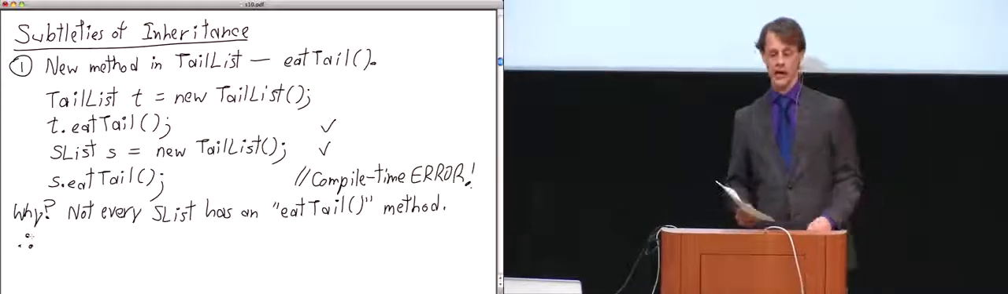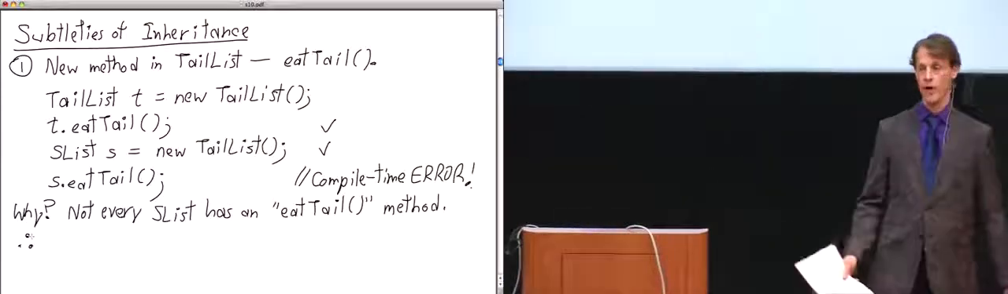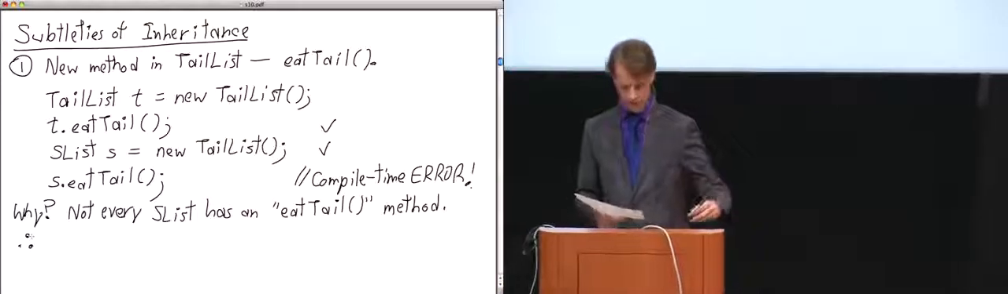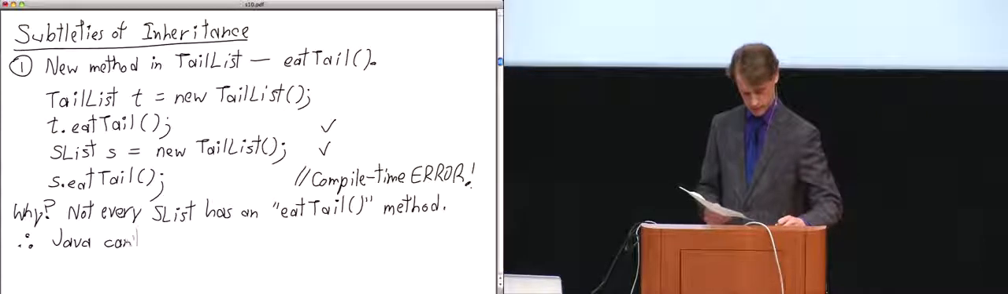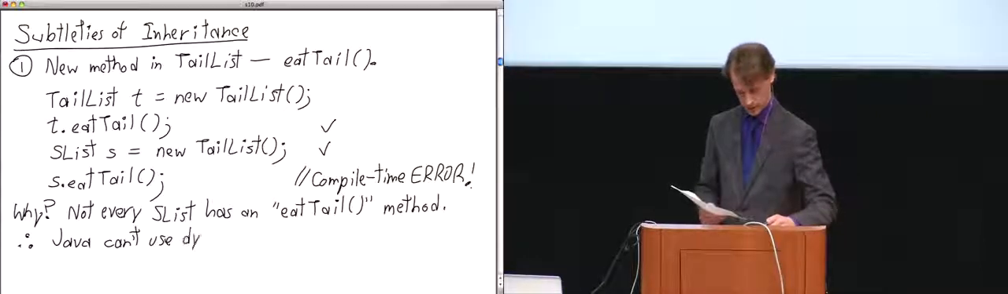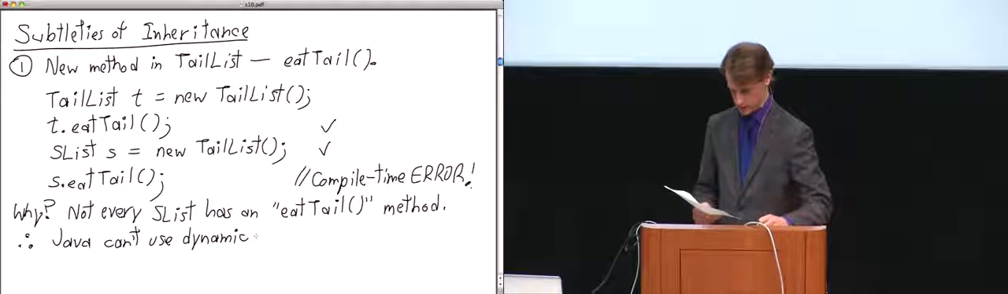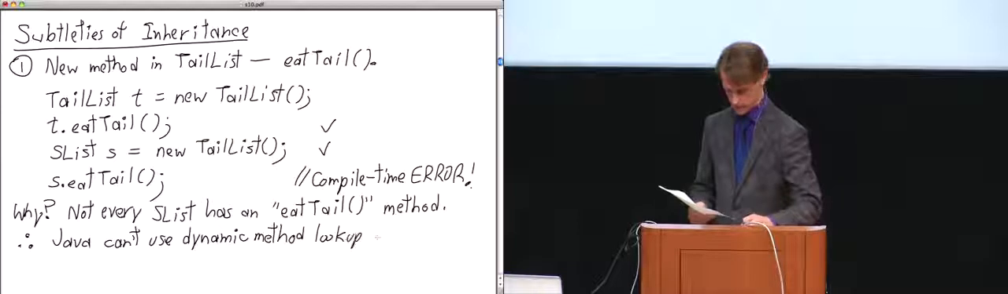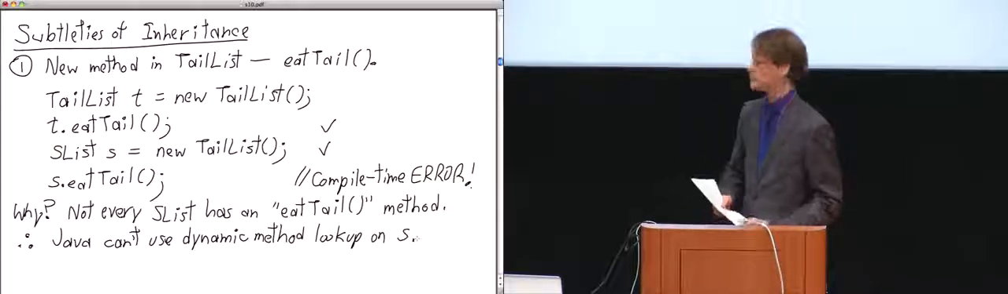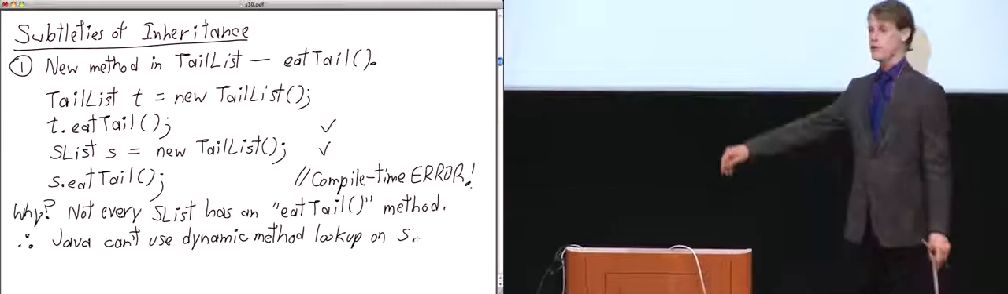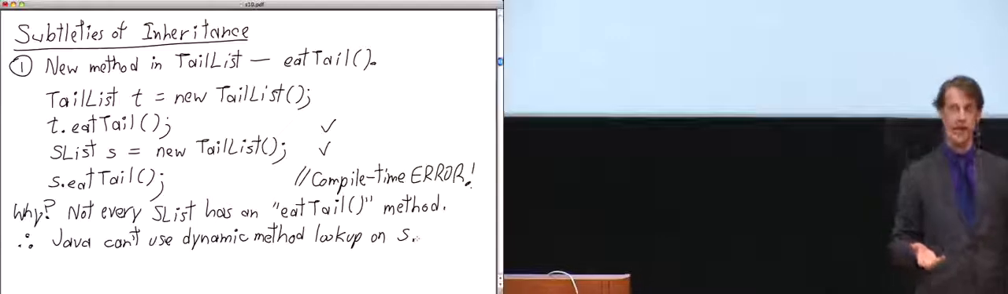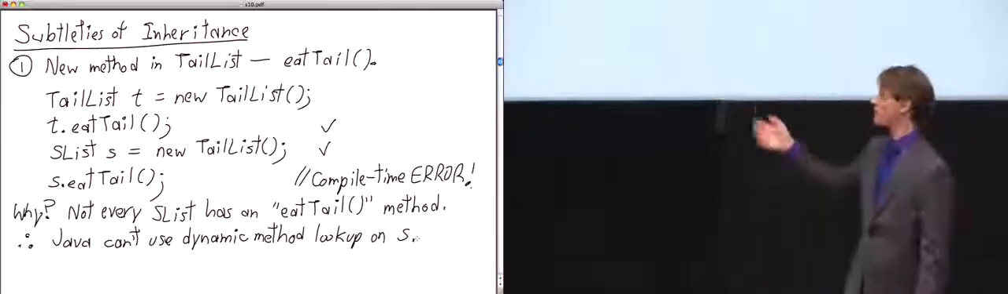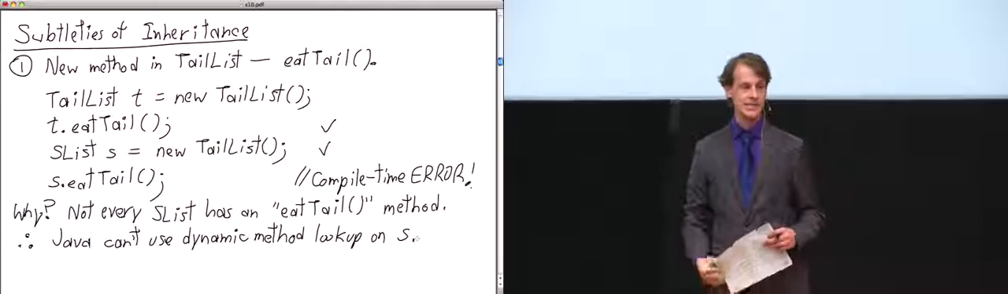And part of the issue here is that because not every SList has an eatTail method, Java can't use dynamic method lookup to figure out which eatTail to call. So if you want to call eatTail on that tail list, you either have to give it a static type of TailList, or you have to define an eatTail method in the SList class.